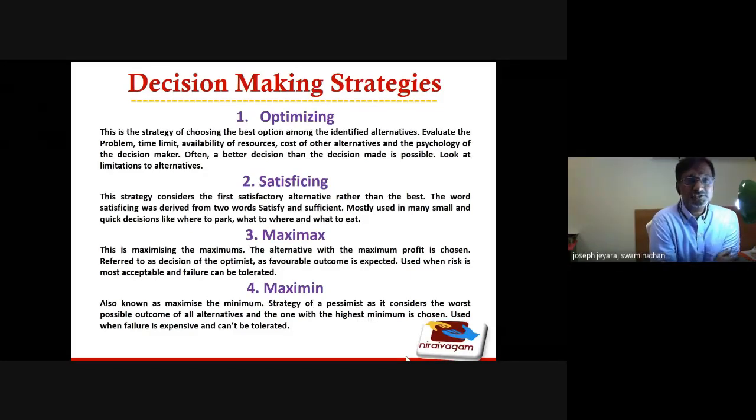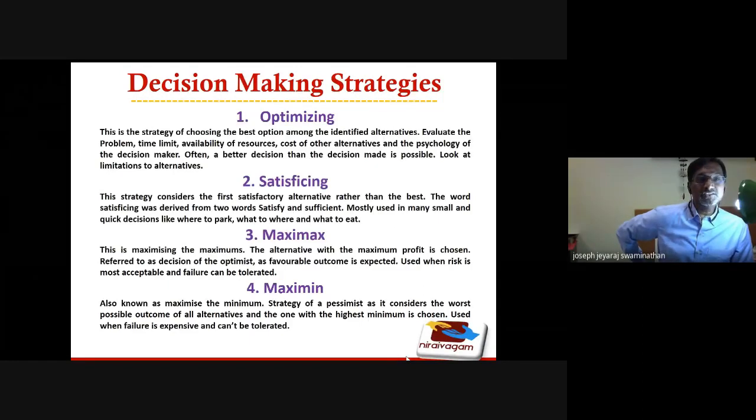The second one is satisficing. It is a combination of 2 words. It's not a very big word, it's a word that is put together for the sake of understanding. Satisfaction and sufficient. What do you do? This strategy considers the first satisfactory alternative rather than the best. Many people are very happy with it. Am I satisfied with this one? Is it best or not best is not important to me.